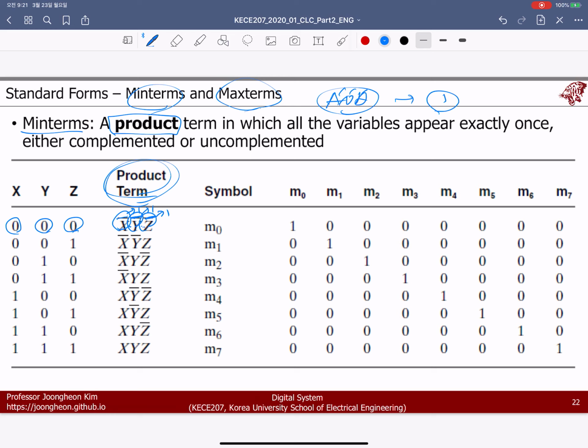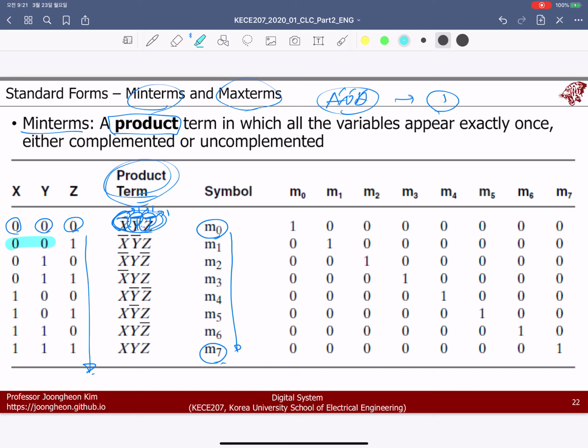That's why you have X bar, Y bar, and G bar in the first term. And then this is called M sub 0. So you have from M sub 0 until M sub 7. This is the order of all kinds of combinations with X, Y, and G, where X, Y, and G are all 0 and 1. Okay, so let's look at the next one.